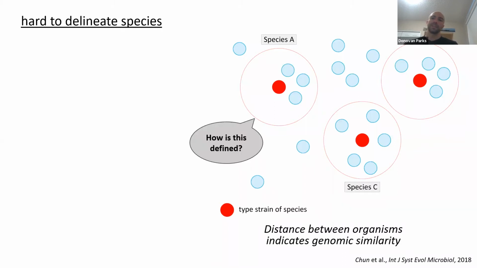Okay, so this does leave the question of how do we decide what this criteria is for defining when a strain is close enough to the type strain to actually be considered part of the same species.